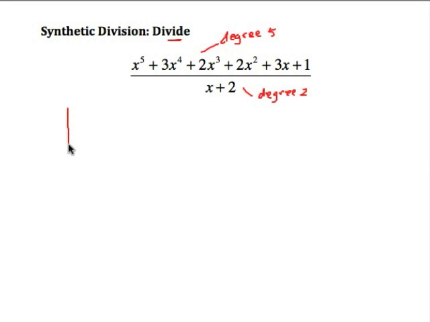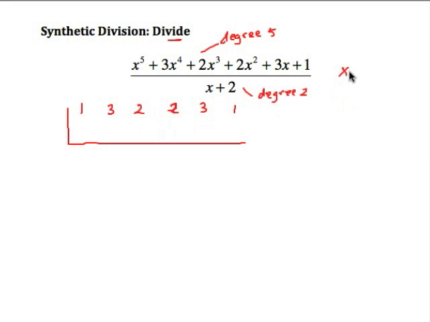So we set it up like this. There's a number of ways you can draw it, but I draw it like this. I start with putting my coefficients: 1x to the 5, 3x to the 4, 2x cubed, 2x squared, 3x and a 1. Now if I had 0, for example, if I didn't have an x squared here, then I'd put a 0 here to fill the space. All place positions must be represented.